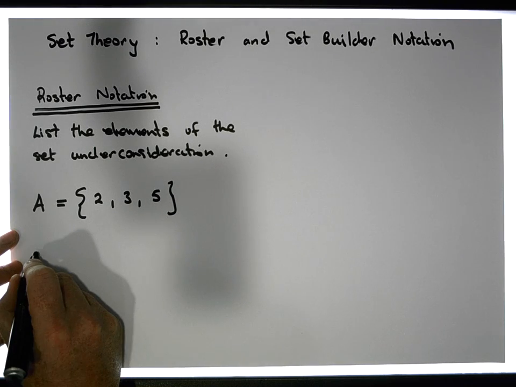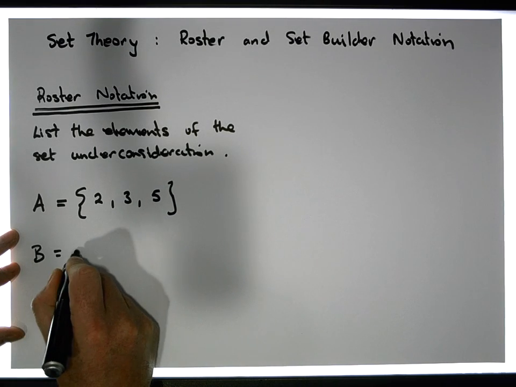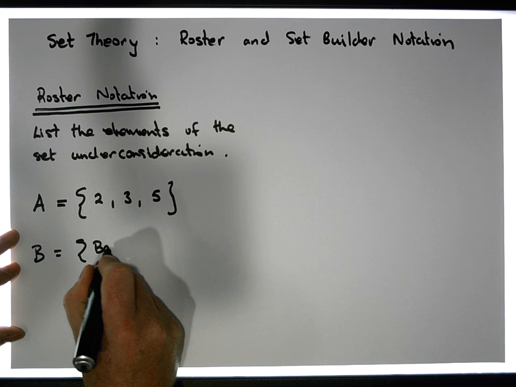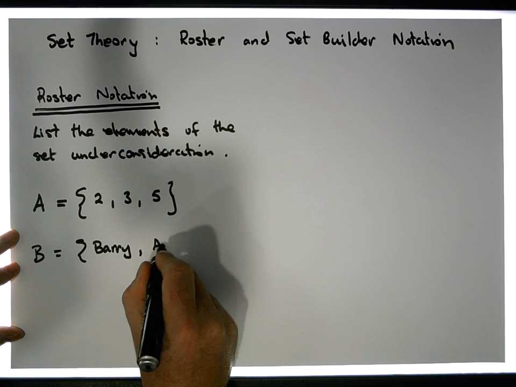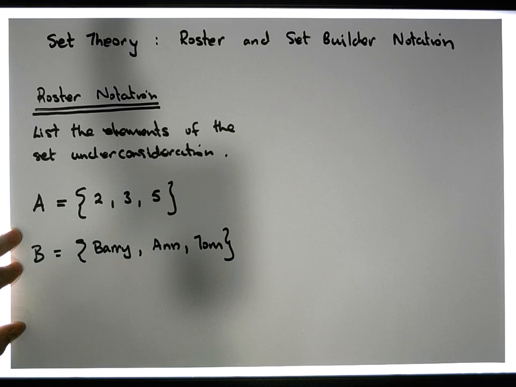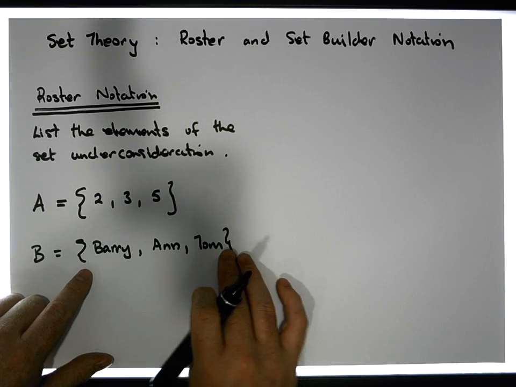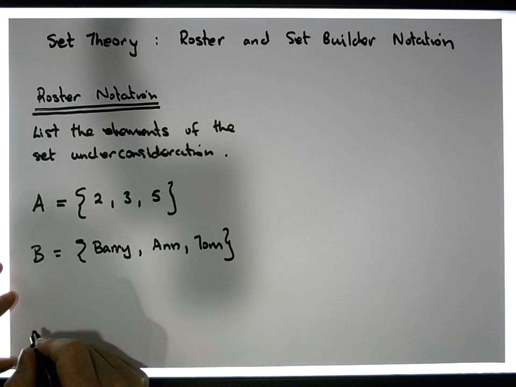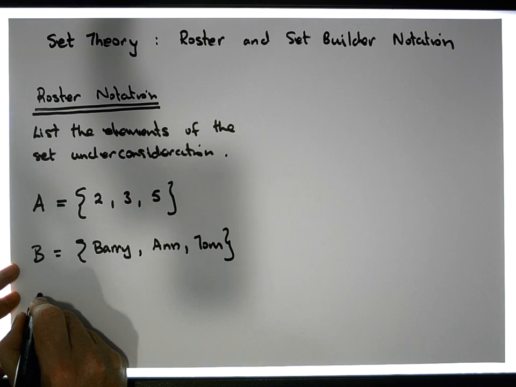I might say something else. B is equal to Barry, Anne, and Tom as another example. This set is also in roster notation. We've listed the contents of the set. Another set that's in roster notation might be something like this.